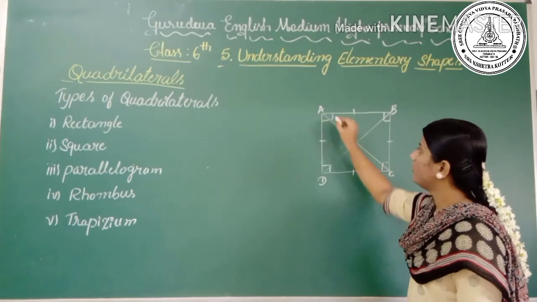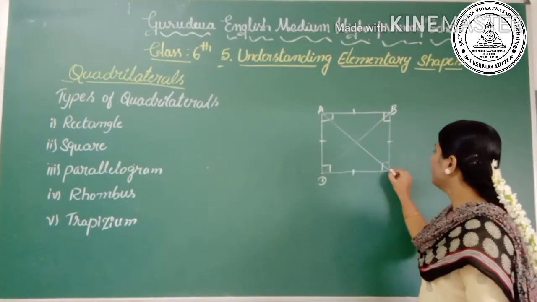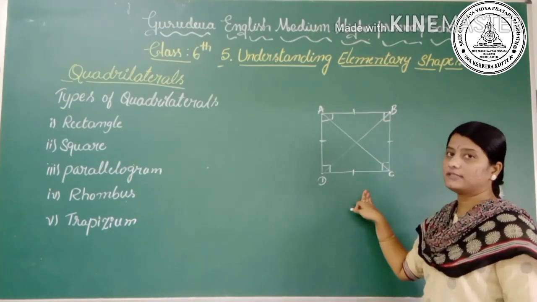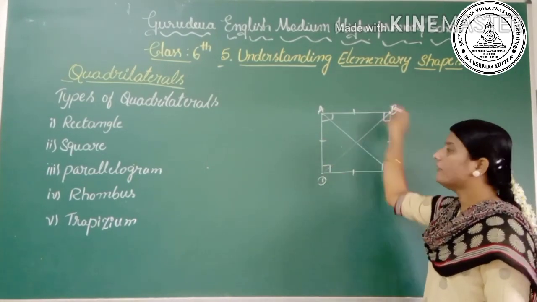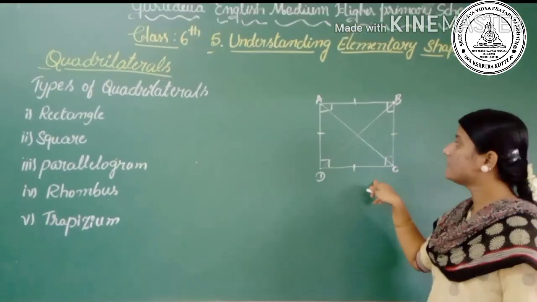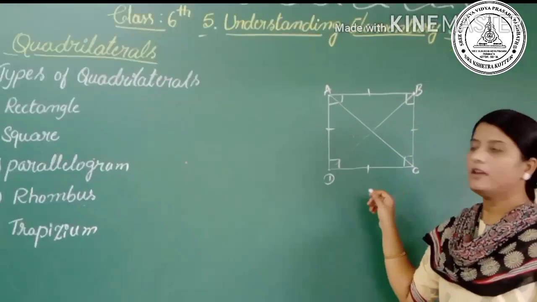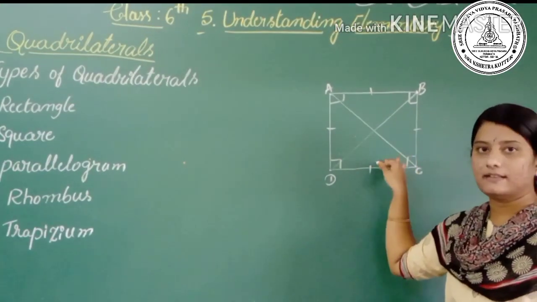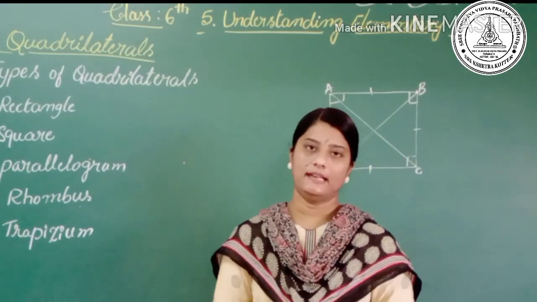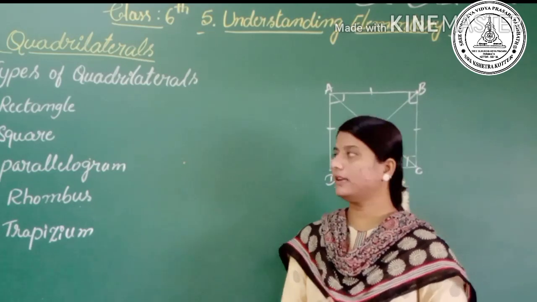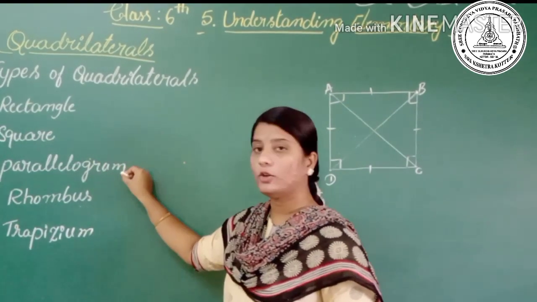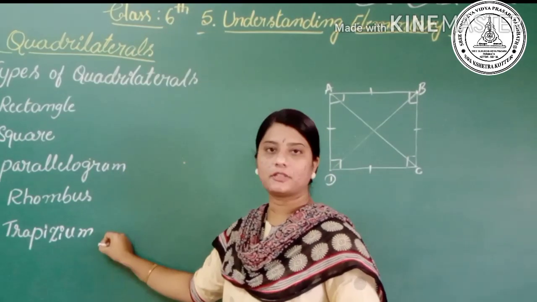A quadrilateral has 4 sides, 4 angles and 4 vertices, that is, points, and 2 pairs of opposite sides, and adjacent sides and adjacent angles. Also, it has 2 diagonals. In this class we are going to learn about the types of quadrilaterals. Which are the types? Rectangle, square, parallelogram, rhombus and trapezium.